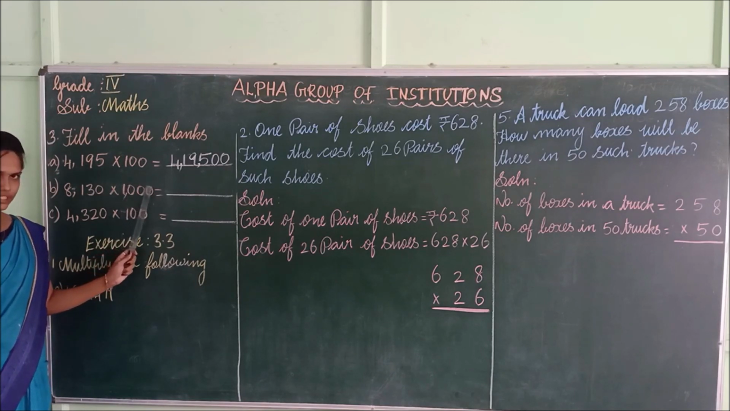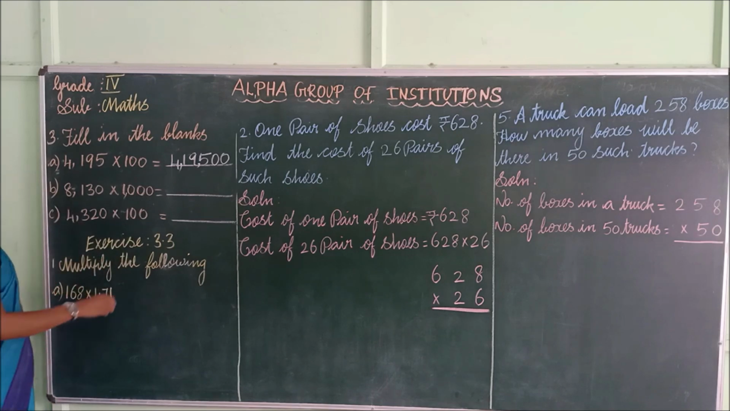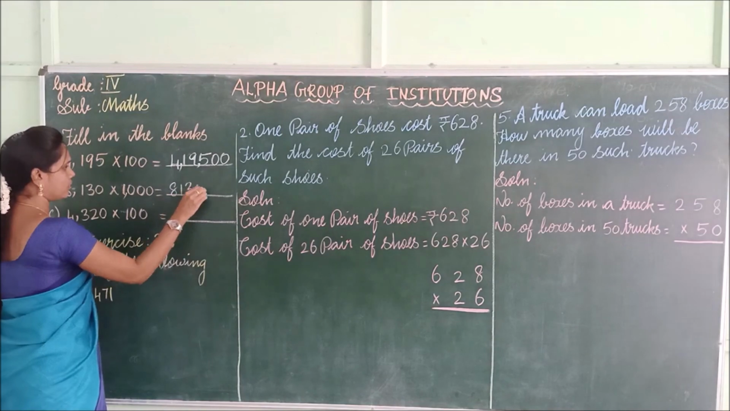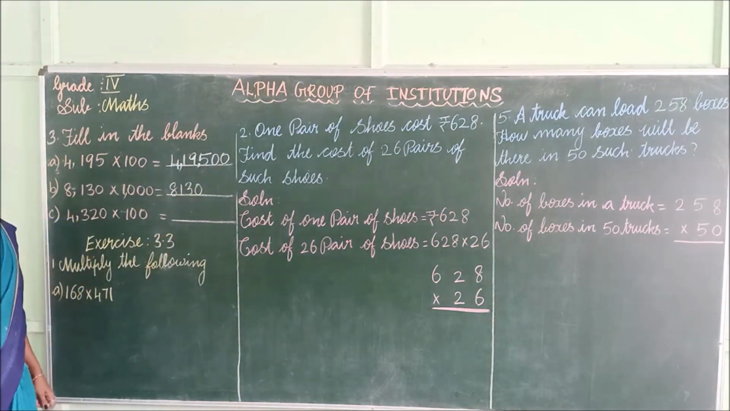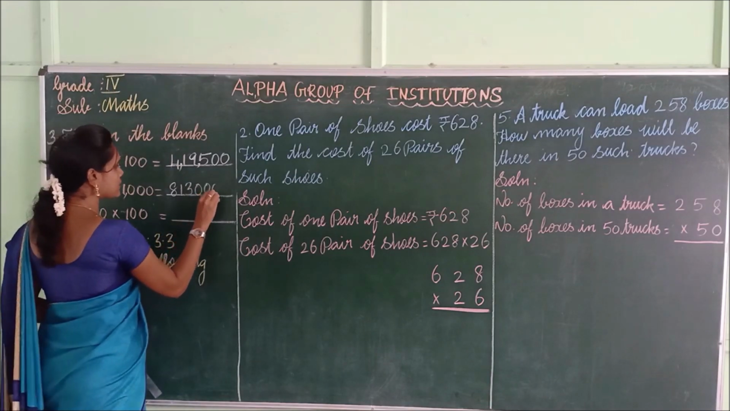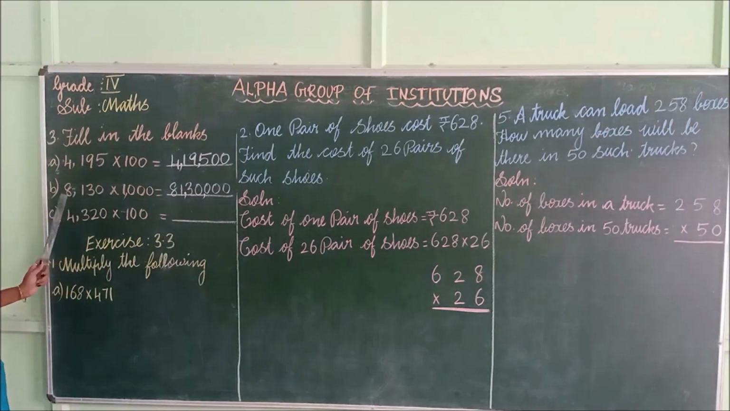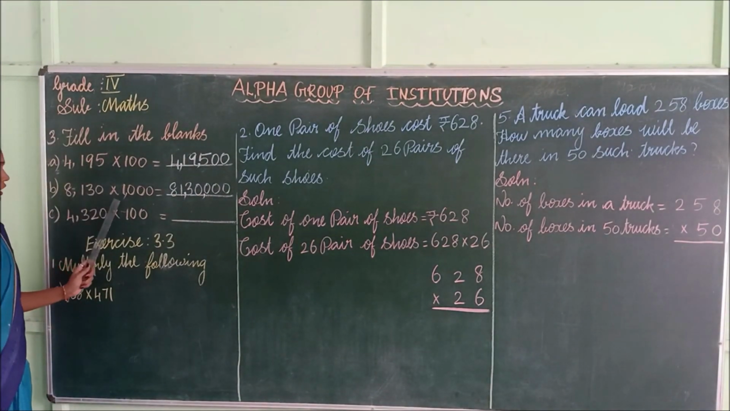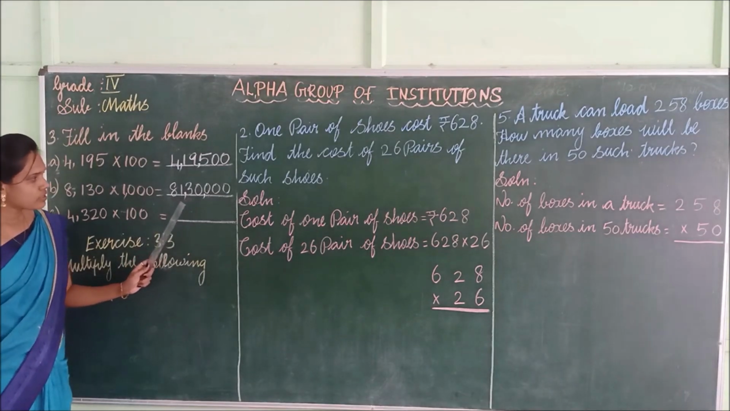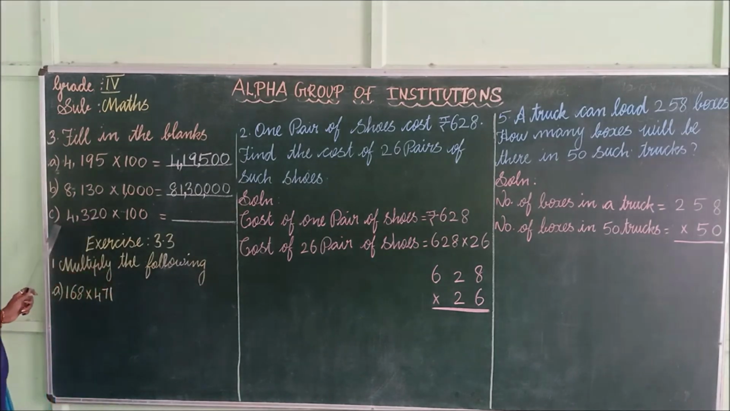Ignore that 3 zeros and multiply this number with 1. If you multiply this, you will get the same number, 8,130. Okay children, at last you have to add this 3 zeros. After that you can put commas. So 8,130 into 1,000 is equal to 81,30,000. Now we move on to C problem.